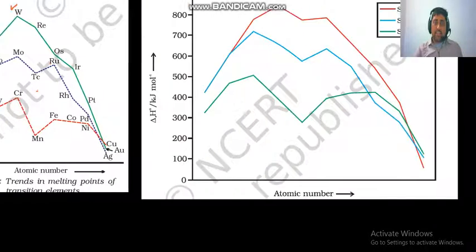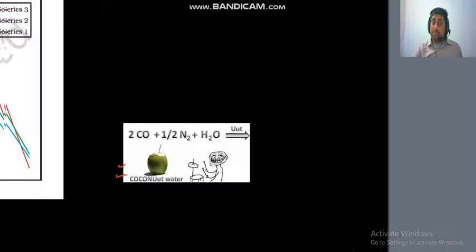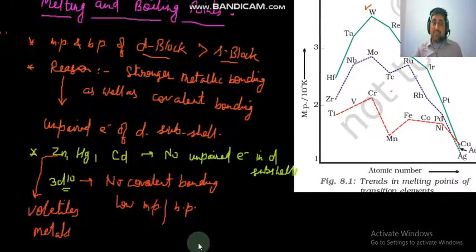Okay, here it is, your coconut water, and here this person is telling you how you can make coconut water. CO, 2 times of CO, then half of nitrogen, that is only N, then U in the presence of UT, water. So here you can know what is the formula of coconut water and how you can prepare it. Okay, let us proceed further.